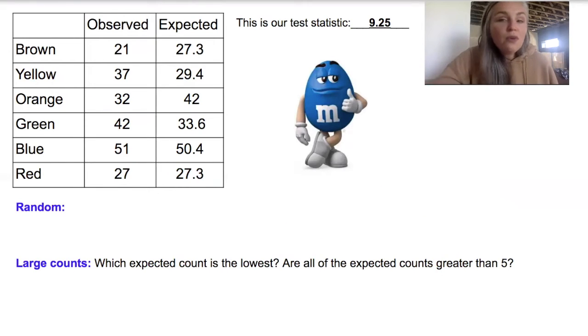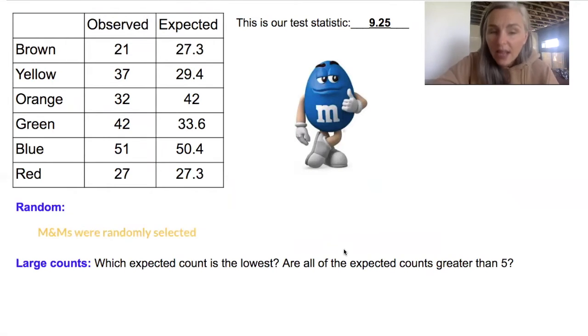Then we want to move forward with this test statistic, but first we need to prove a couple of things. We need to say yes, this was random, if you consider my local Walgreens like a random sample. It feels like it is, a random bag of M&Ms out of all the M&Ms. And it is definitely less than 10% of all the M&Ms that exist.